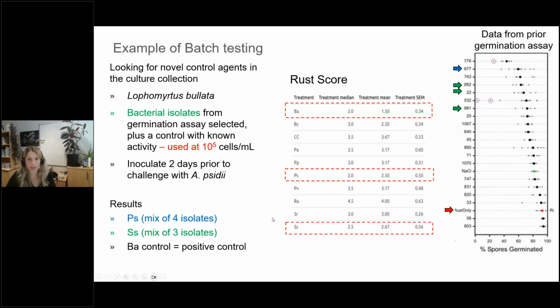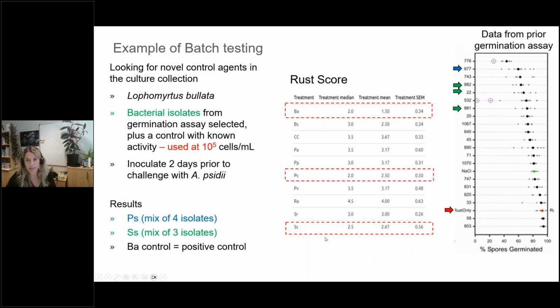Then PS, which is a mix of 4 Pseudomonas isolates, was giving equivalent control to Bacstar. I will point out that this is delivered at a lower overall cell concentration than Bacstar, and it's delivering as good protection. It's also a mixture of 4 isolates, and we don't know whether all or just one of those is delivering the effect. And similar for the SS mix, which also delivered a reasonable level of control.